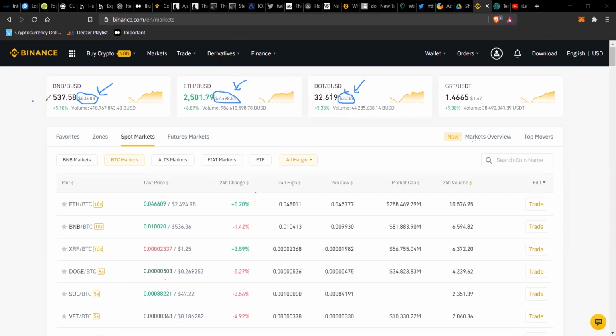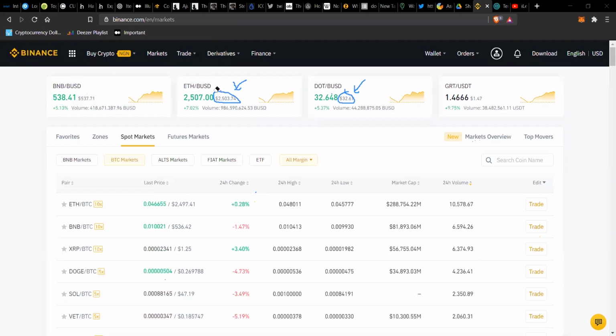But what you have here is the price of the coin against the trading pair you are using. Now, what do I mean by this? If I'm buying BNB with BUSD, one BNB will cost me 537.98 BUSD. So I'll say it again. What you have here, which is the first one, is the price of the asset you want to buy against the trading pair.